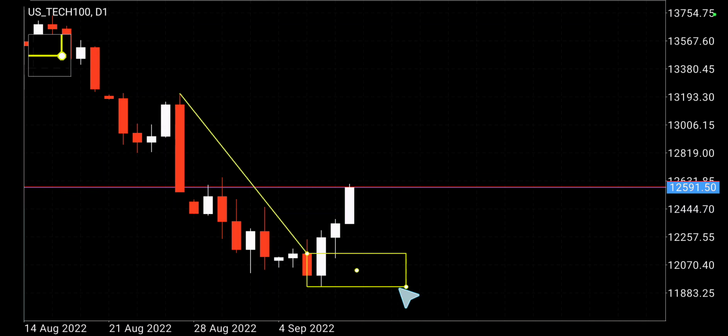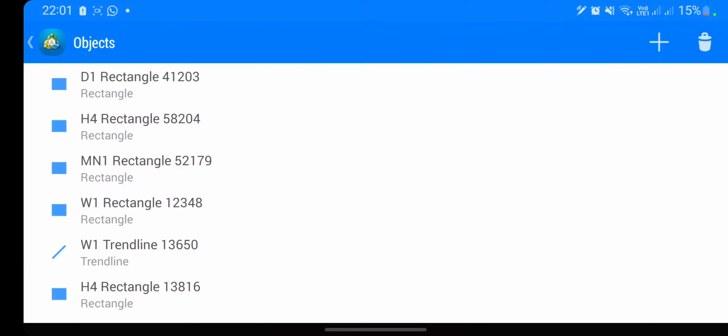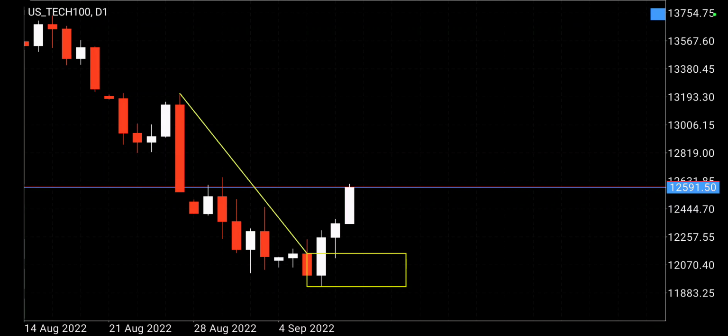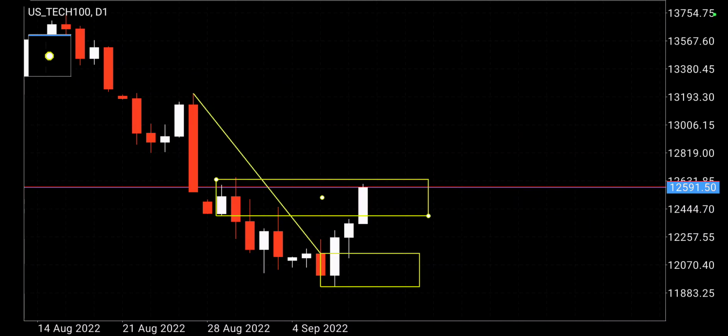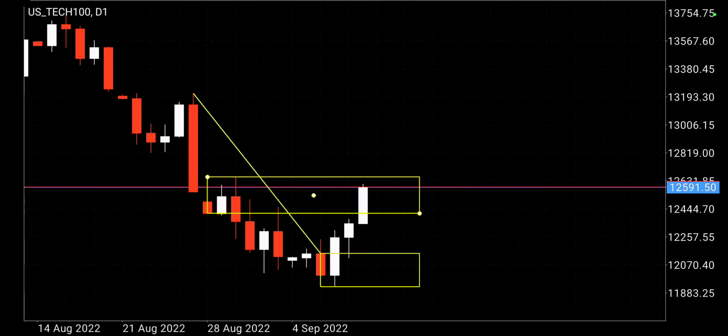So we can say this is our daily support, and this is our daily resistance. This one here. Yes, this is our daily resistance. So now we are inside the daily resistance. We are not saying this daily resistance is going to be broken, and we're not saying it is going to hold. We will just continue zooming down, monitoring how the price is reacting from it.